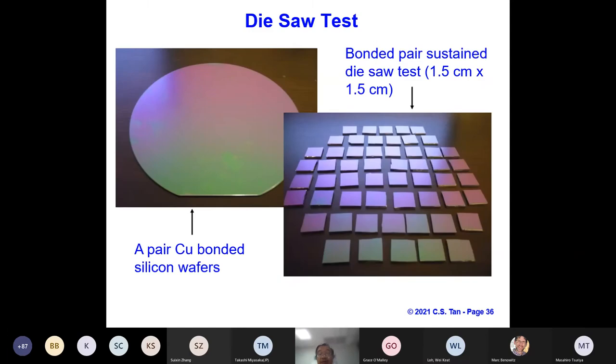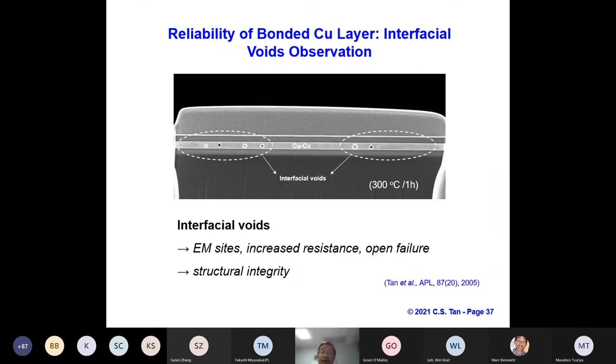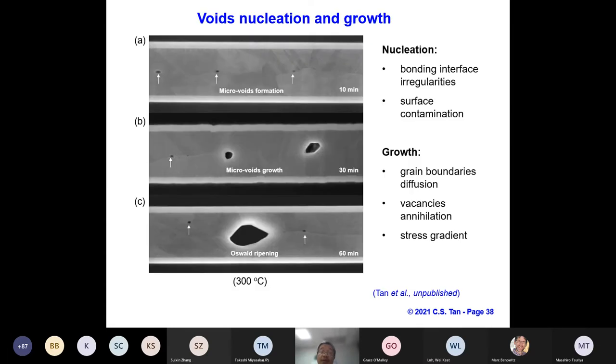And I think that is easy to understand as well. Right, and we just want to show you that in fact the bond strength is very strong. You can even dice it, as you can see from this chart here. Right, what is one reliability issue that you have to deal with? Then we will talk about that in a minute. All right, and this is how it evolves as a function of the annealing time.